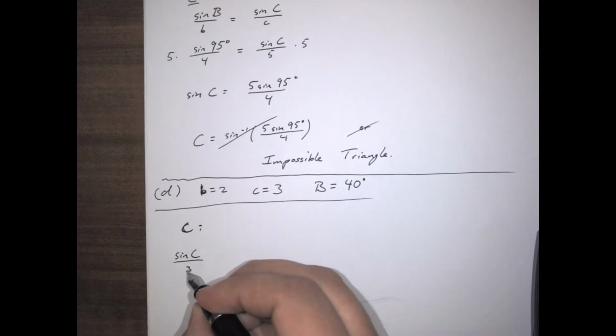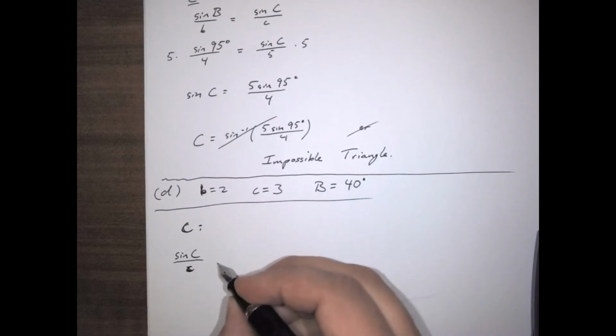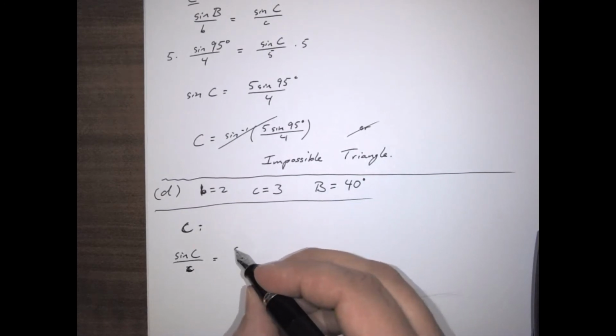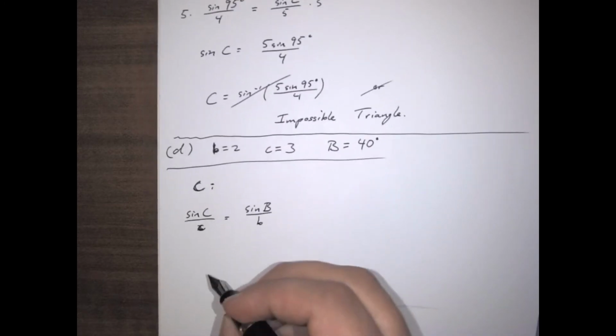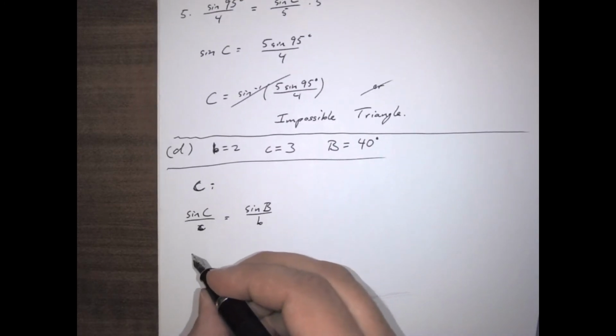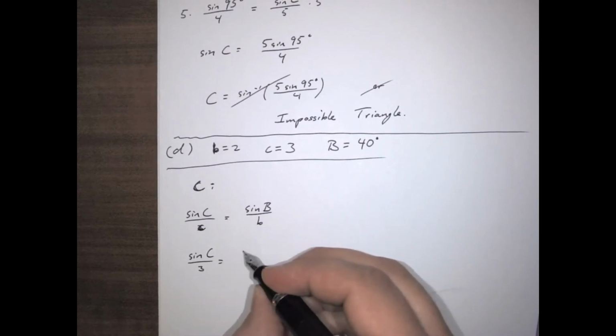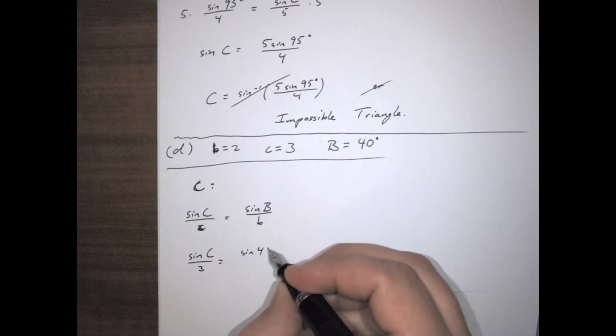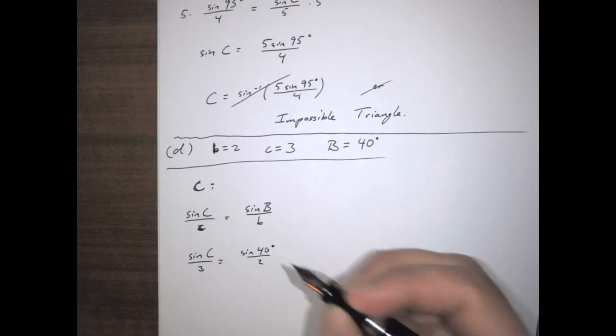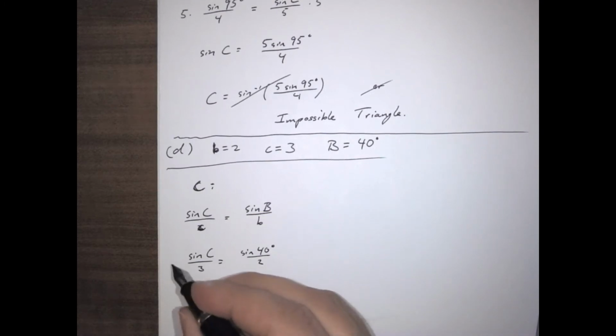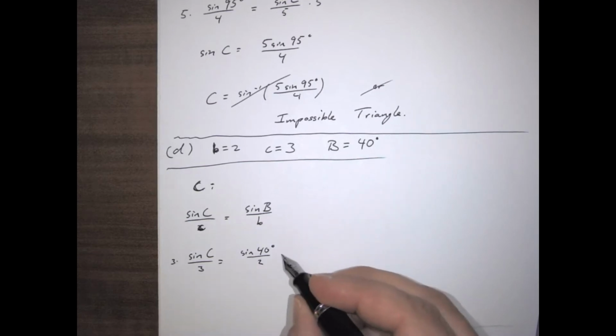Sine C over little c is equal to sine B over little b. So, okay, sine C over 3 is equal to sine of 40 degrees over 2. So solve this by multiplying both sides by 3.